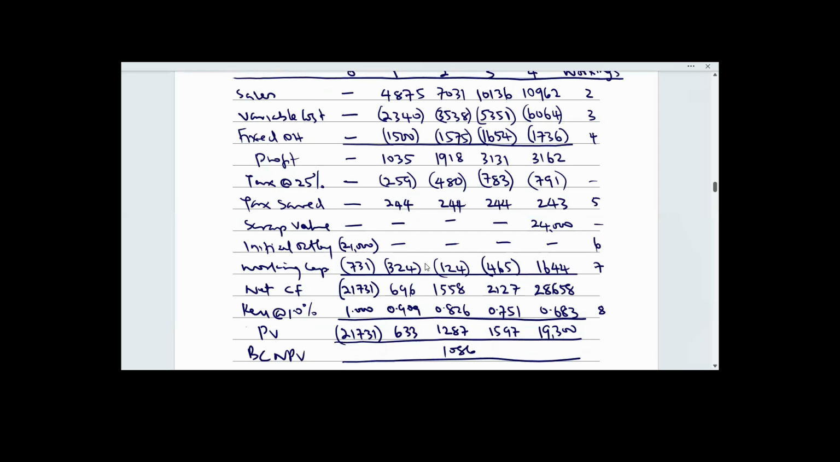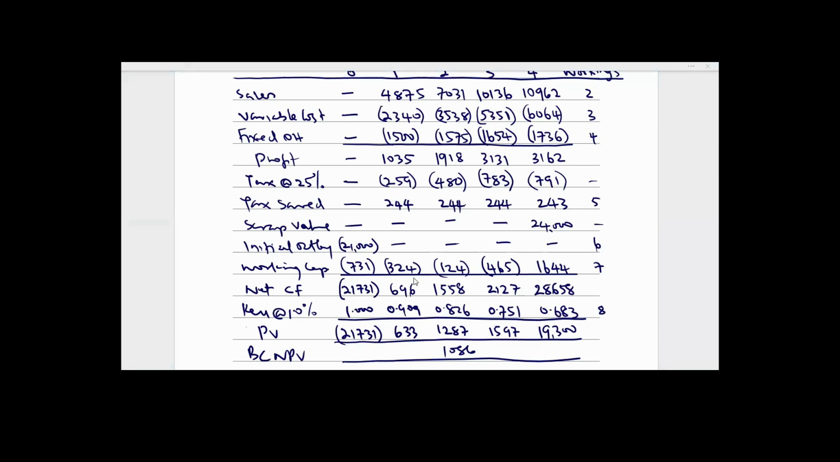731. Let me even do it here too. I have 1918. It's correct. 1918 multiplied by 0.25 equals 480. So can you check the working capital I used for year two?